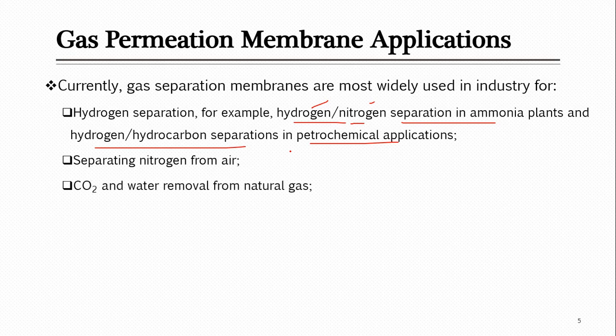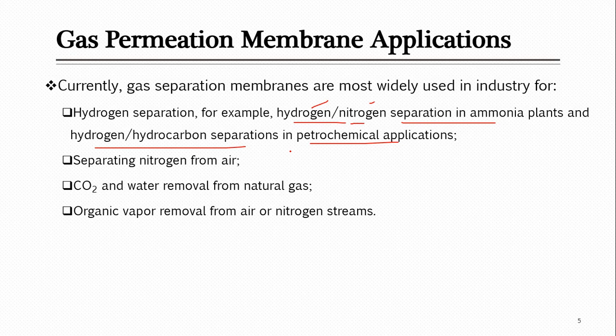Then there is CO2 and water removal from natural gas. All major natural gas plants in the world deal with natural gas which is extracted from the ground, and that contains various impurities. CO2, H2S and water are the three major impurities which are part of natural gas when it is extracted from the ground. So they need to be separated from this natural gas, and the best selection is membrane separation. Then there is organic vapor removal from air or nitrogen stream.